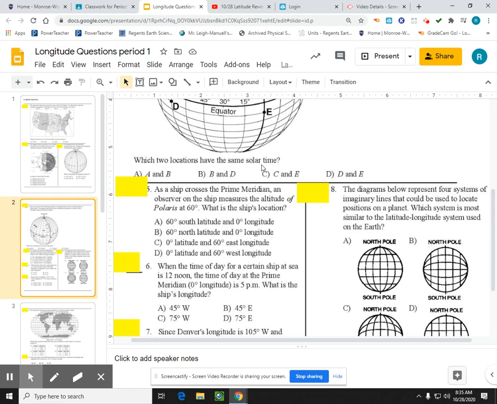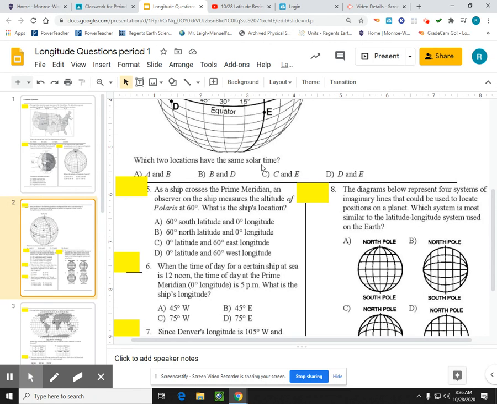When the time of day of a certain ship at sea is 12 noon, the time of day at the prime meridian is 5. What's the ship's longitude? Well, the amount of time difference between the two between 12 and 5 is 5 hours. And if I take 5 times 15, I'm going to get 75. So I know that the longitude is 5 times 15, 75.